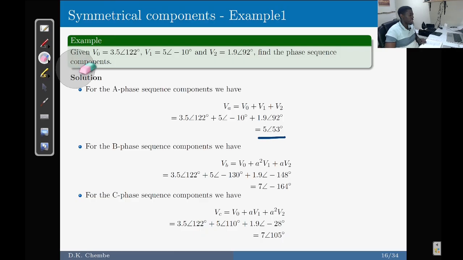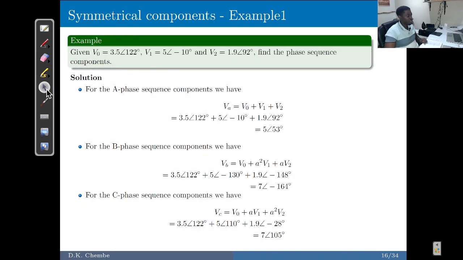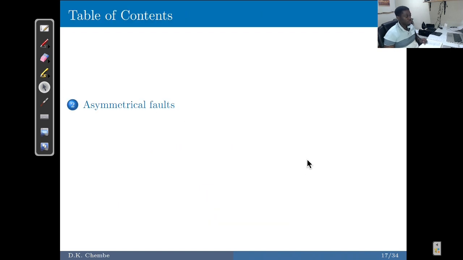So that is how you can utilize these very equations to reverse solving your sequences.